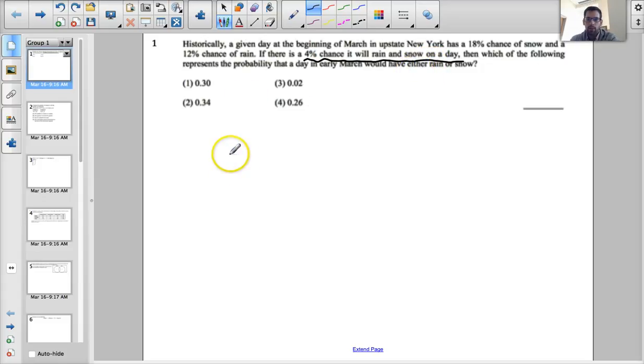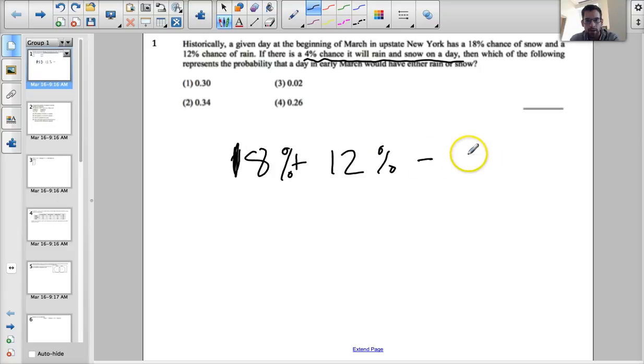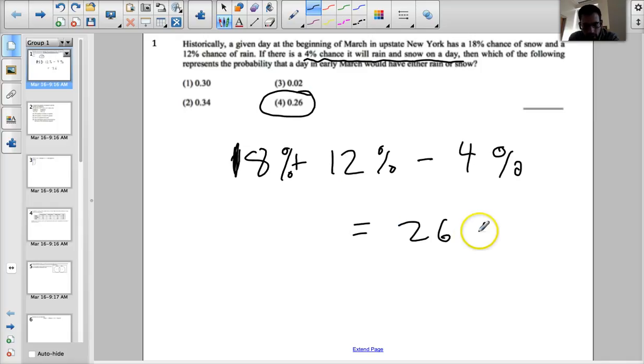So I always have to take the probability of one, so we'll say 18%, plus the probability of the other one, which is 12%, and I'll add these together. And then I have to subtract the probability of both, which is 4%, and that will give me my overall probability. So 18 plus 12 is 30, minus 4 is 26, so that is equal to 26%. That's the probability that it will either have rain or snow.